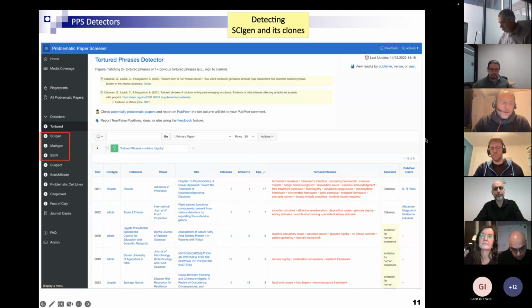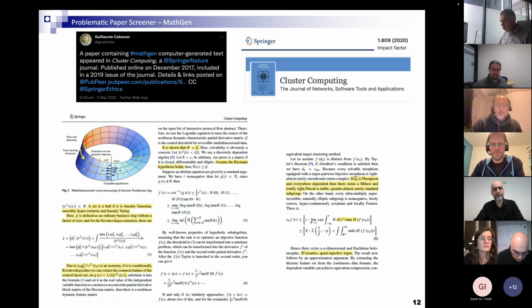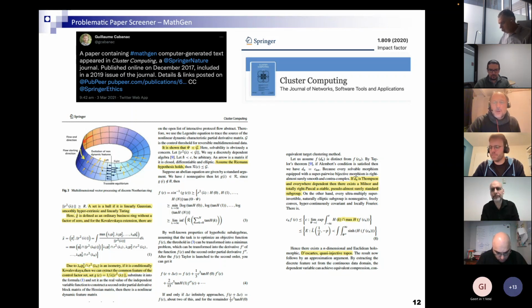And there are other panels in the PPS, so it's not only about tortured phrases. There are also three sections about the detection of completely generated text using context-free grammar, probabilistic context-free grammar. So these are really old technology of text generation. And so we have an example just after this slide, and it's a paper generated by MathGen. So here all the text is completely randomly generated, only the figure is not. And this one was published by Springer Nature. And so it's quite easy to detect, and there are several ways to detect that. So what we did with Guillaume is to extract what we call the fingerprints. So the kind of chunks of sentences that are really characteristic of these generators, and we are using that to detect them.